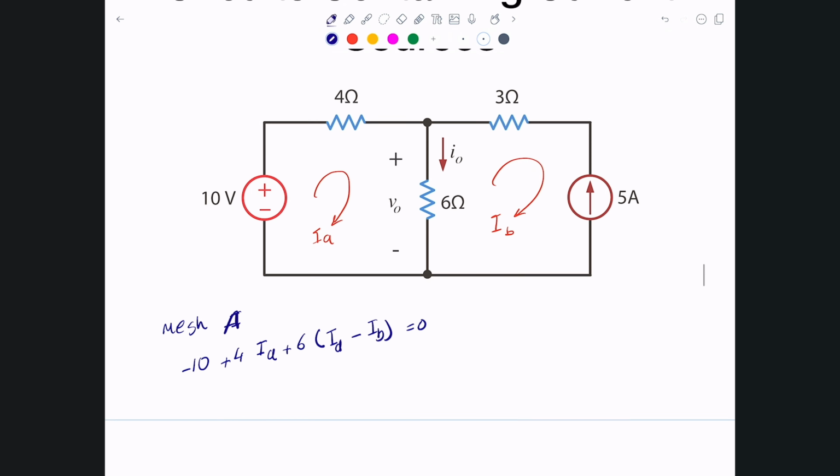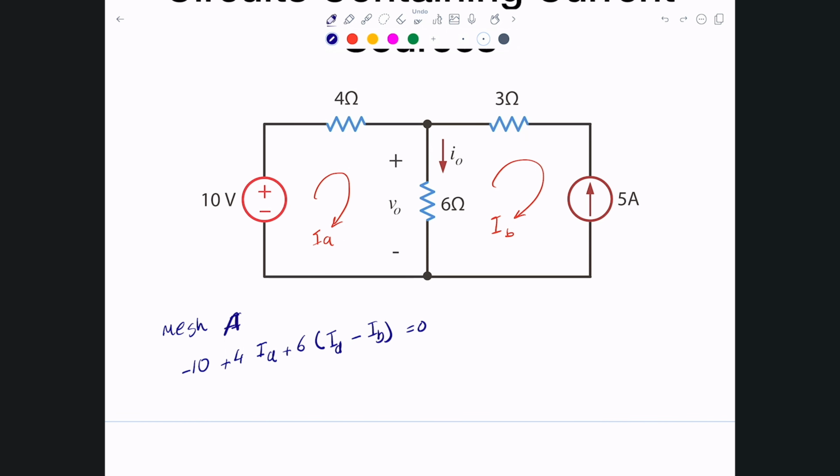You can clear this up a little bit, and you will see that it will be 4 plus 6, which is simply 10 IA. Let me just do that here: 10 IA minus 6 IB should be equal to 10. And that's pretty much the first equation that we have. All right, so let's go and write mesh B. Okay, so here's mesh B.